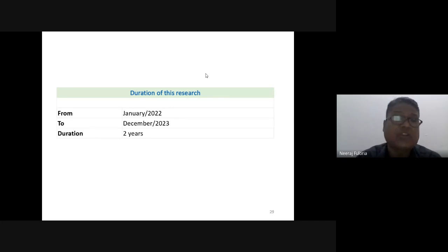Then comes your duration. Sometimes your timeline for the project may also eliminate your project. Let's say you are able to finish in 1 year and we are showing 3 years, 4 years, 5 years, then it's not correct. So we have to justify as per our activities that the time duration is justified. These are the different criteria based on which our proposal is rejected or selected.